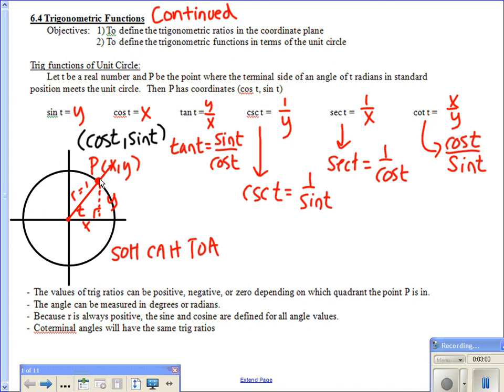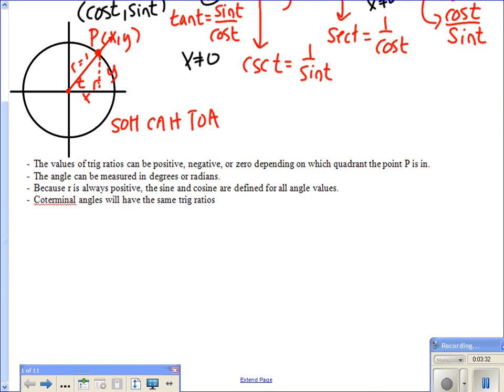And if you look at tangent, cosecant, secant, and cotangent, those are not defined for all values because here we have x in the denominator, and x can't be equal to 0 for tangent. Here y can't be equal to 0, x can't be equal to 0, and y can't be equal to 0, because we can't have 0 in the denominator. Coterminal angles will have the same trig ratios, and of course we've talked about coterminal angles.